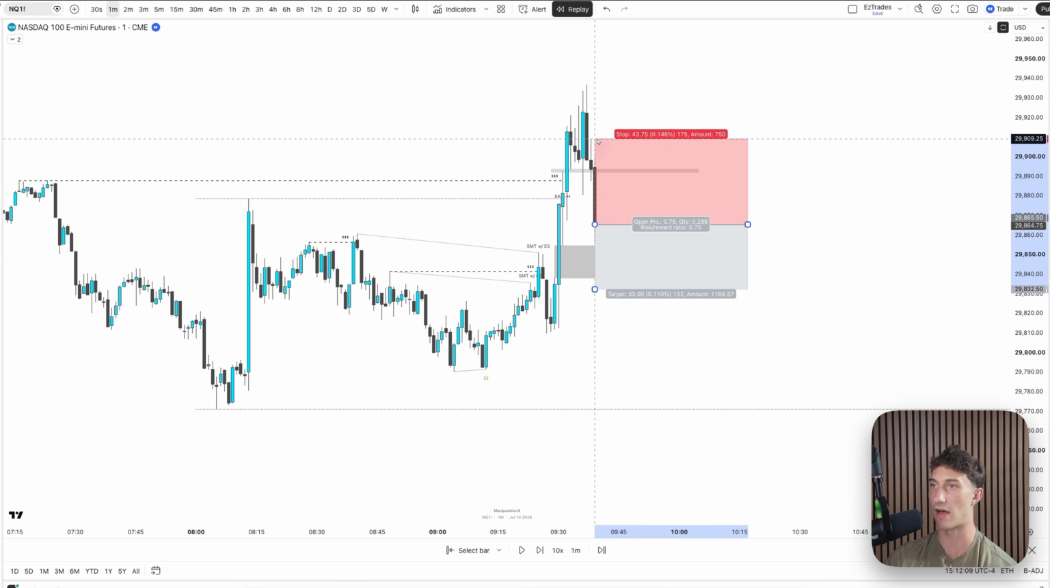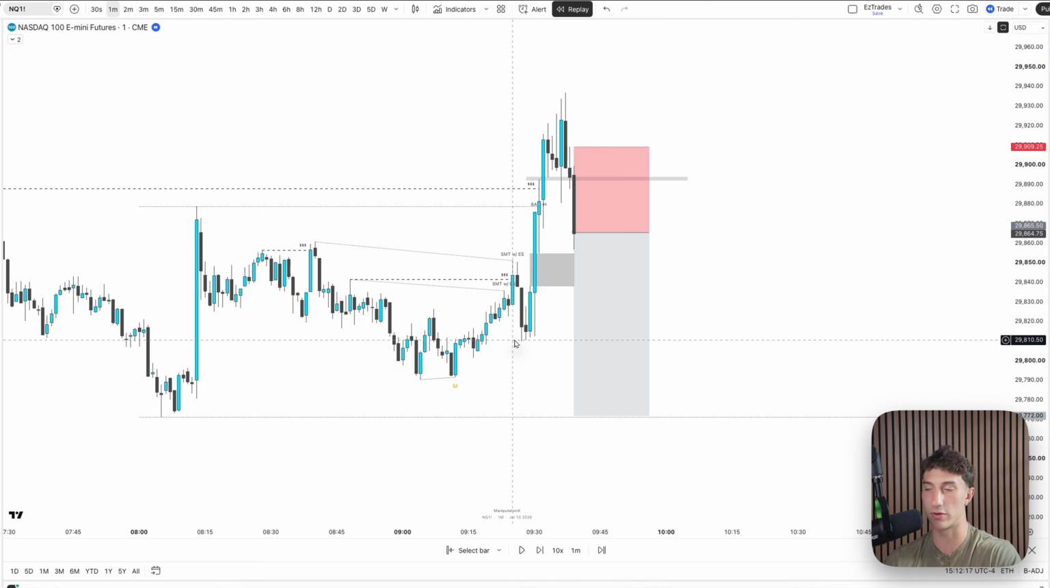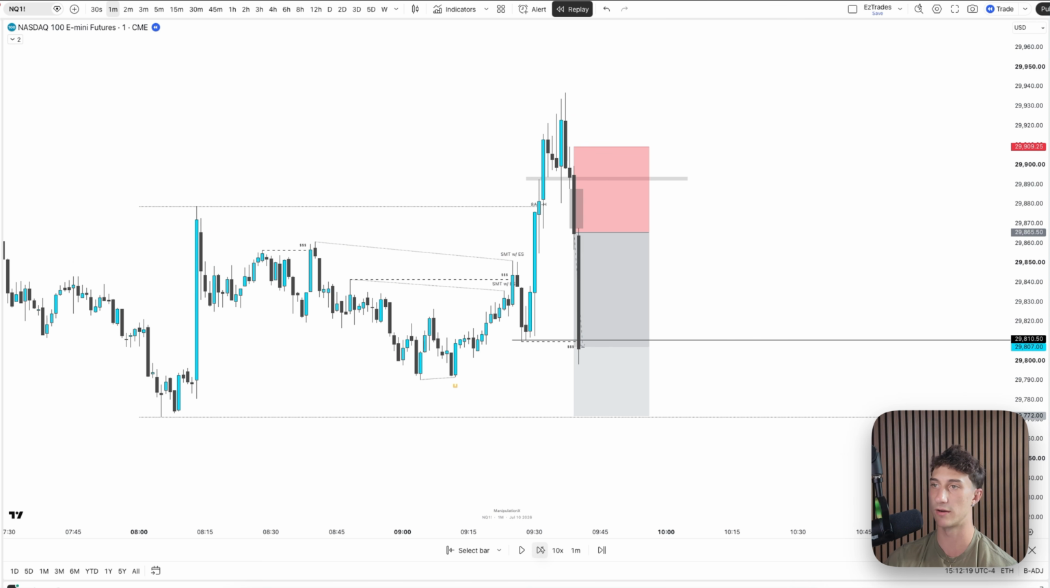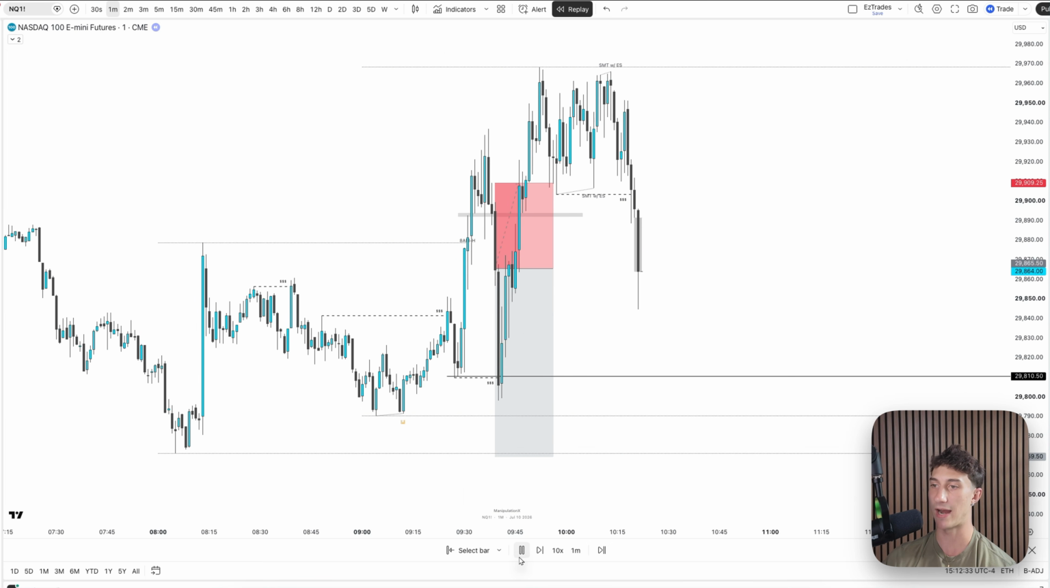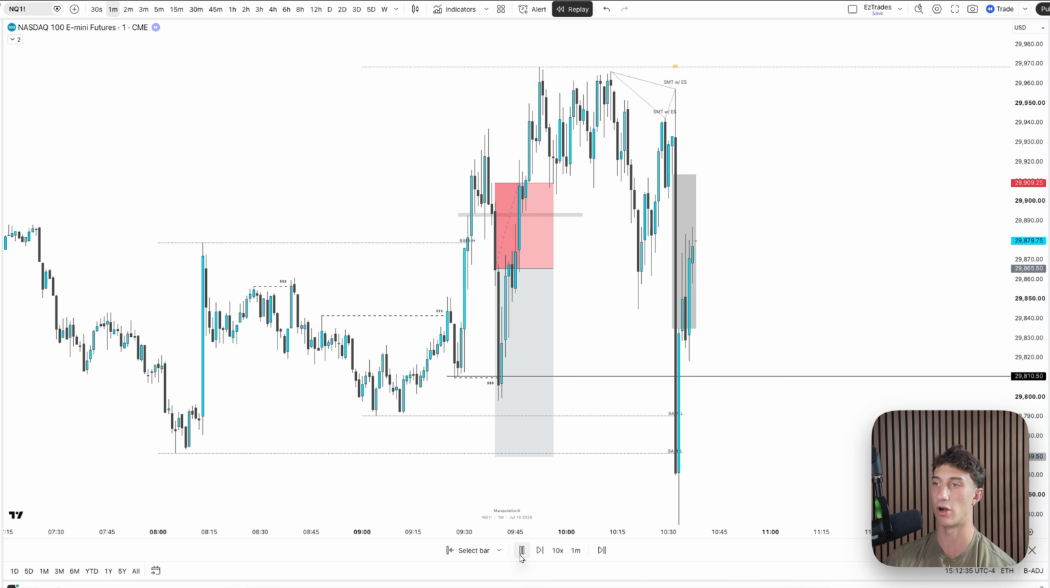This could have been a valid trade to take, targeting the 8 a.m. low, stop loss to break even at this level right here. And this one ended up being a break even because we did have that bullish SMT, or this could have been a TP1, depending on your trade management. But personally, this would have been a break even trade. But remember, we still have that 8 a.m. low as a potential draw on liquidity.